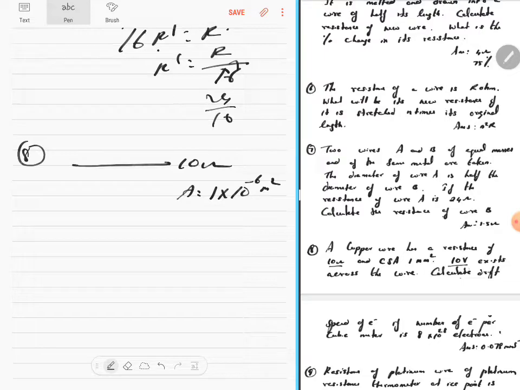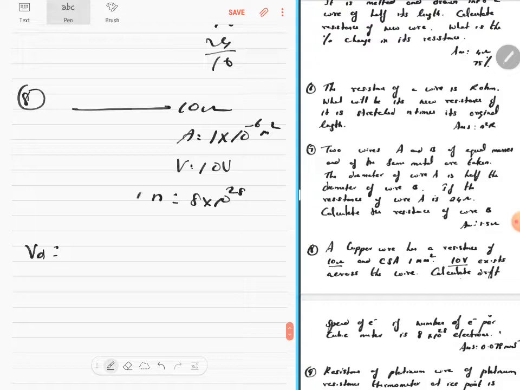10 volt exists between the wire. The voltage is 10 volt. Calculate the drift velocity of the electron. The number of electrons per cubic meter, small n, is 8 into 10 to the power 28 electrons. Okay, calculate the drift velocity Vd. There are many formulas we know. I am just thinking, because number of electrons is known, I is equal to n e A Vd, where Vd is the drift velocity. Can we use this formula?